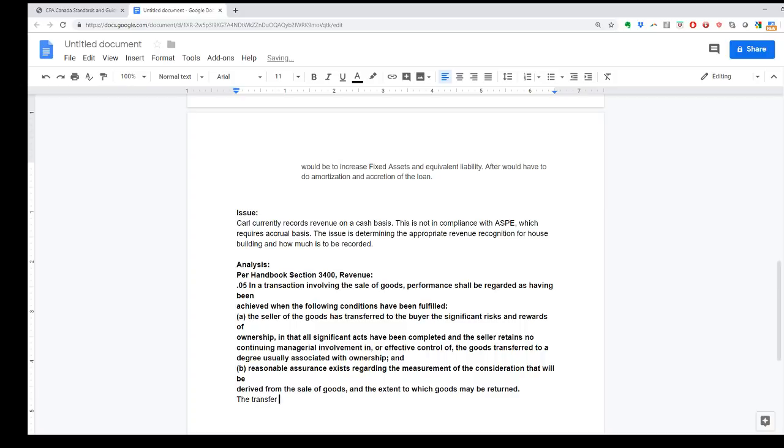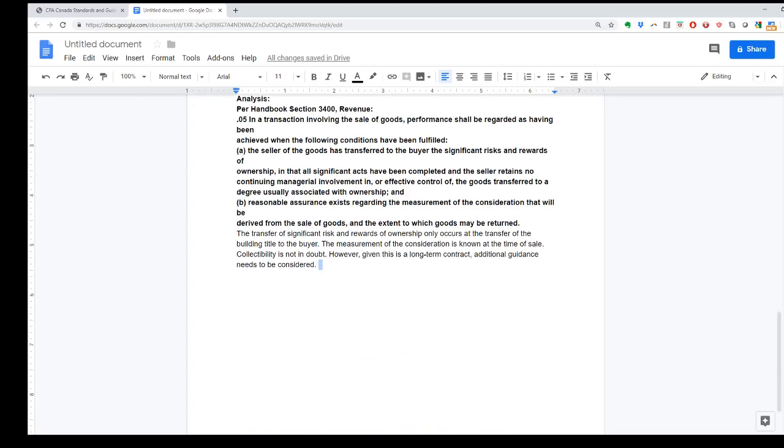The transfer of significant risk and rewards of ownership only occurs at the transfer of the building title to the buyer. The measurement of the consideration is known at the time of sale. However, given this is a long-term contract, additional guidance needs to be considered. I forgot, so measurement, collectability is not in doubt. Remember RCMP, guys?